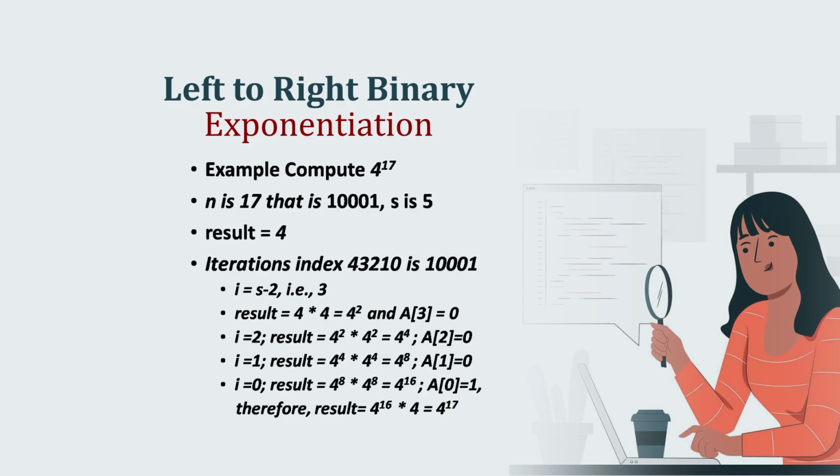Another example of this particular algorithm is with 4 to the power 17, and here s is 5 and the values mostly are 1, so you will keep on multiplying. You start with result equals 4, and then in each iteration you will be squaring: 4 by 4, then 4 square by 4 square, then 4 to the power 4 with 4 to the power 4, and 4 to the power 8 with 4 to the power 8. Towards the end, since A0 is 1, you will be multiplying it by 4 and you will get your actual answer.